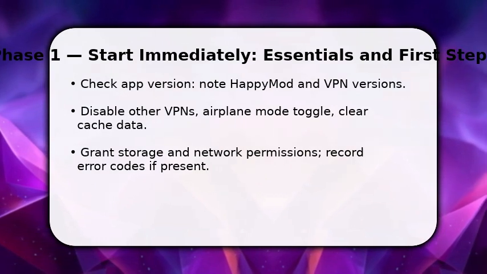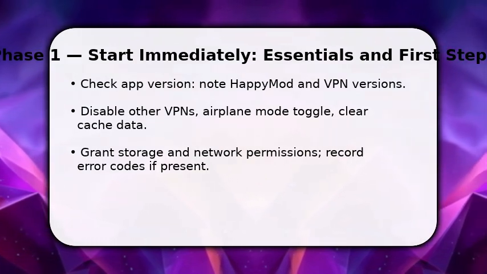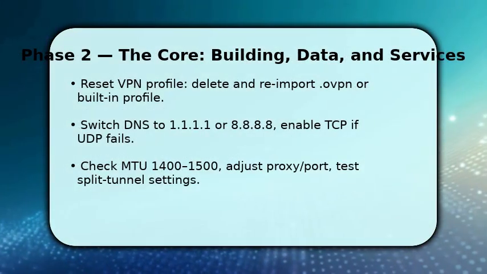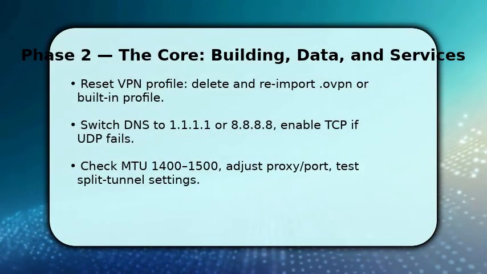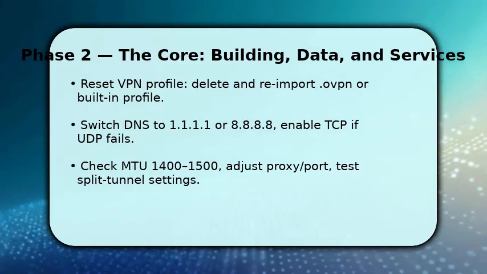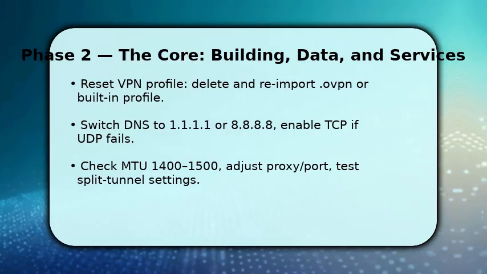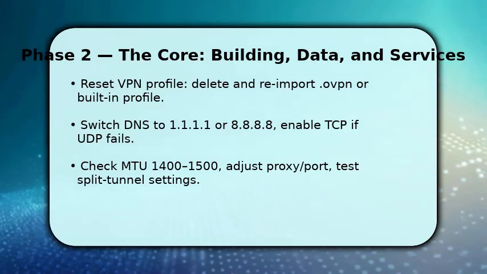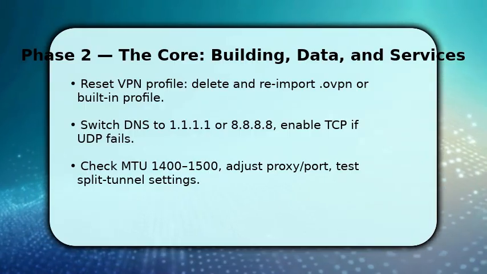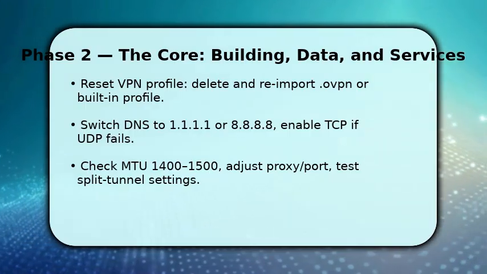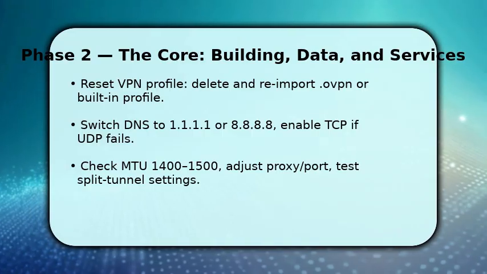Now you rebuild the connection, delete the VPN profile and re-import afresh. Open or recreate the built-in profile so corrupted configs are removed. Then switch DNS to 1.1.1.1 or 8.8.8.8 to avoid ISP DNS blocks, and if UDP drops packets, switch the tunnel to TCP for reliability.